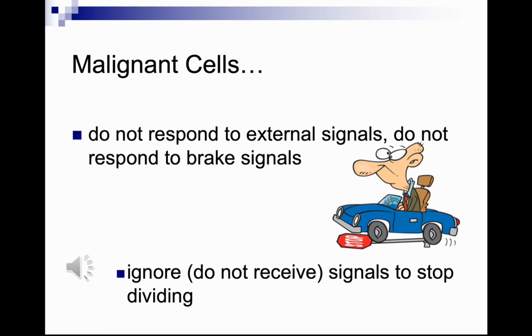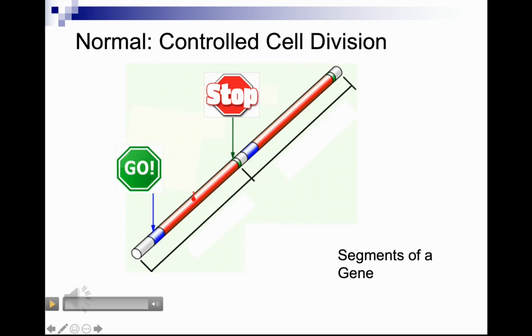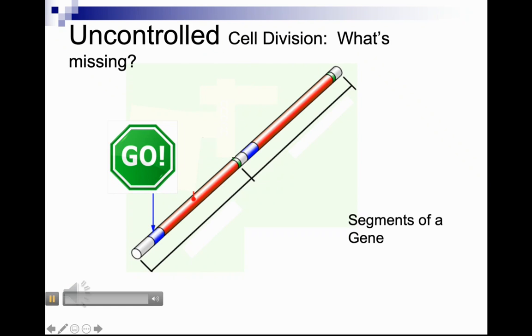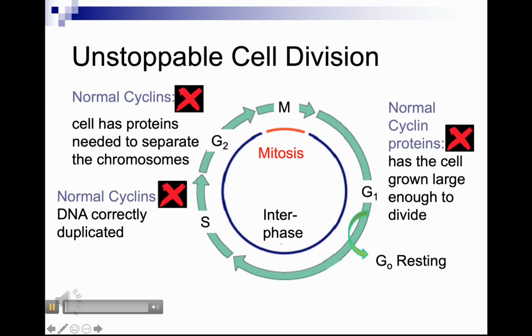Malignant cells do not respond to external signals, do not respond to brake signals. Malignant cells ignore or do not receive signals to stop dividing. In normal cell division, there is a message to stop on a segment of a gene. And what do you notice is missing from this slide? The stop segment is missing. Loss of the stop segment promotes uncontrolled cell division. The checkpoints in normal cell division are meaningless in malignant cells. Malignancy has unstoppable cell division. The cyclins, or the checkpoints, are meaningless. The cells progress through the cell cycle and undergo mitosis.